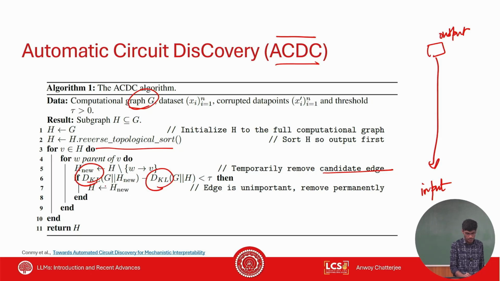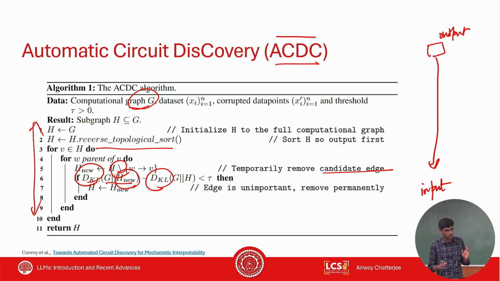They are using the KL divergence between the probability distributions when we use G and when we remove one edge from G, which is H nu. When you remove one edge from G, you check the distribution, you keep it, check the distribution. This removal is basically patching, right? When you do this iteratively, at the end of the algorithm, you are left with a subgraph.